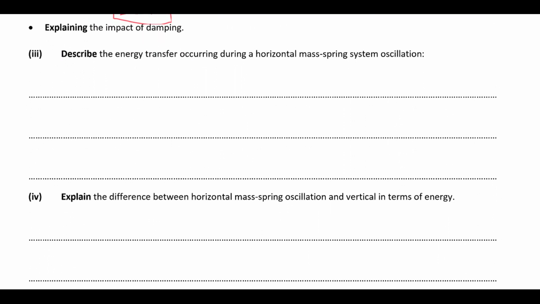Okay, so describe the energy transfer occurring during horizontal mass spring system oscillation. So we've got a mass spring. If it's horizontal, you're exchanging elastic potential energy with kinetic energy. Let's start with elastic potential energy. If that's the starting point, halfway through it would have all been converted to kinetic energy, and then on the other side it would go back to elastic potential energy. So we're now halfway through a cycle.